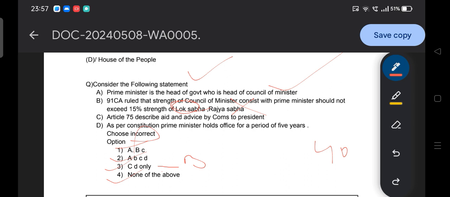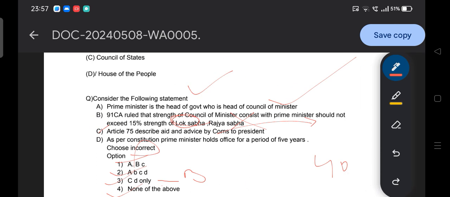So option B is eliminated. Option C, Article 75 describes aid and advice by the Council of Ministers to the President. Guys, COM means Council of Ministers. So it is not Article 75, it is Article 74. Then option D, as per the constitution, the prime minister holds the office for a period of 5 years. No, nowhere in the constitution will you find the term of the prime minister. They hold the office during the pleasure of the president. So the answer to this question is B, C, D. Option 3 is the answer.